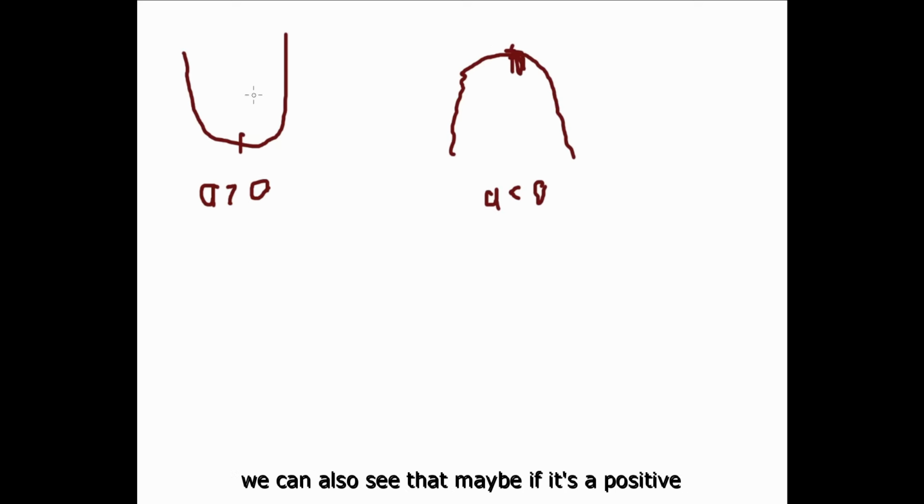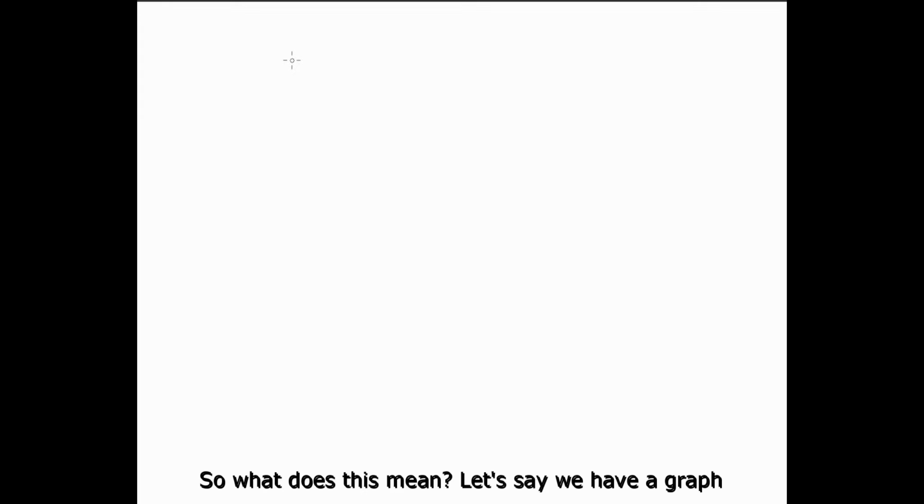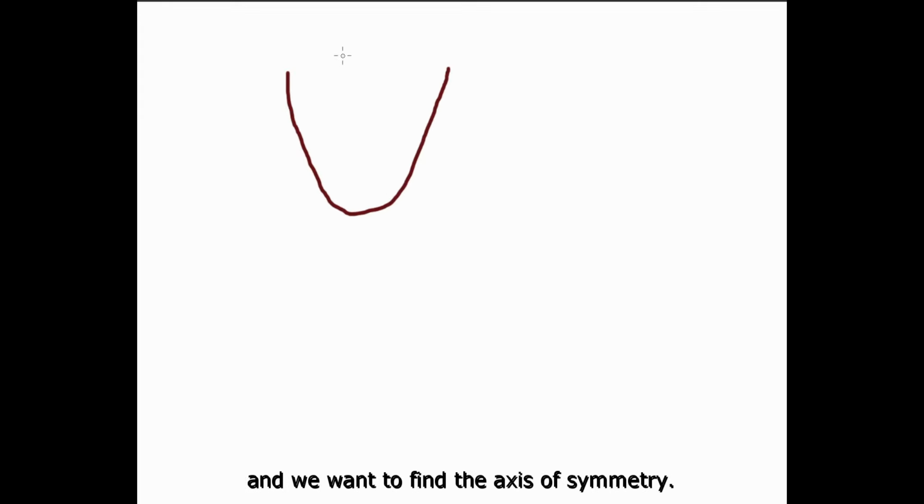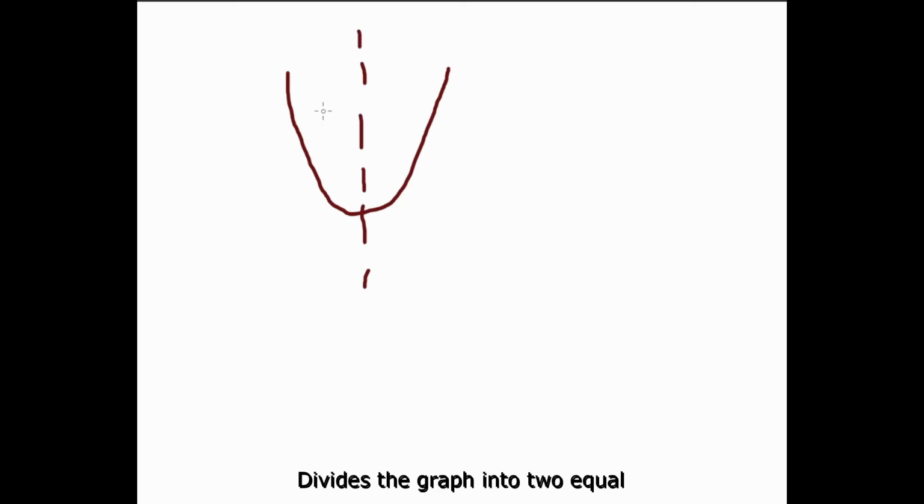Next, we'll move on to axis of symmetry. Axis of symmetry divides the graph into two parts of equal size and shape. This can be found by identifying the minimum and maximum points of the function. So what does this mean? Let's say we have a graph and we were to find the axis of symmetry. This would be the section that divides the graph into two equal sizes, into two parts of equal size and shape.